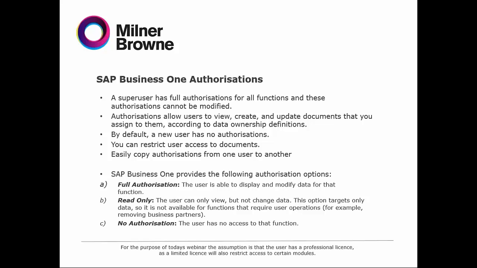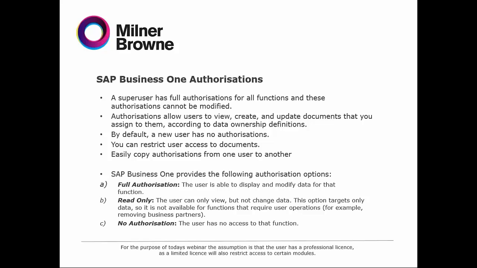By default, a new user has no authorizations. With authorizations, you can restrict user access to documents, and easily copy authorizations from one user to another using drag and drop. SAP Business One provides the following authorization options. You have full authorization. The user is able to display and modify data for that function. Read only. The user can only view but not change data.